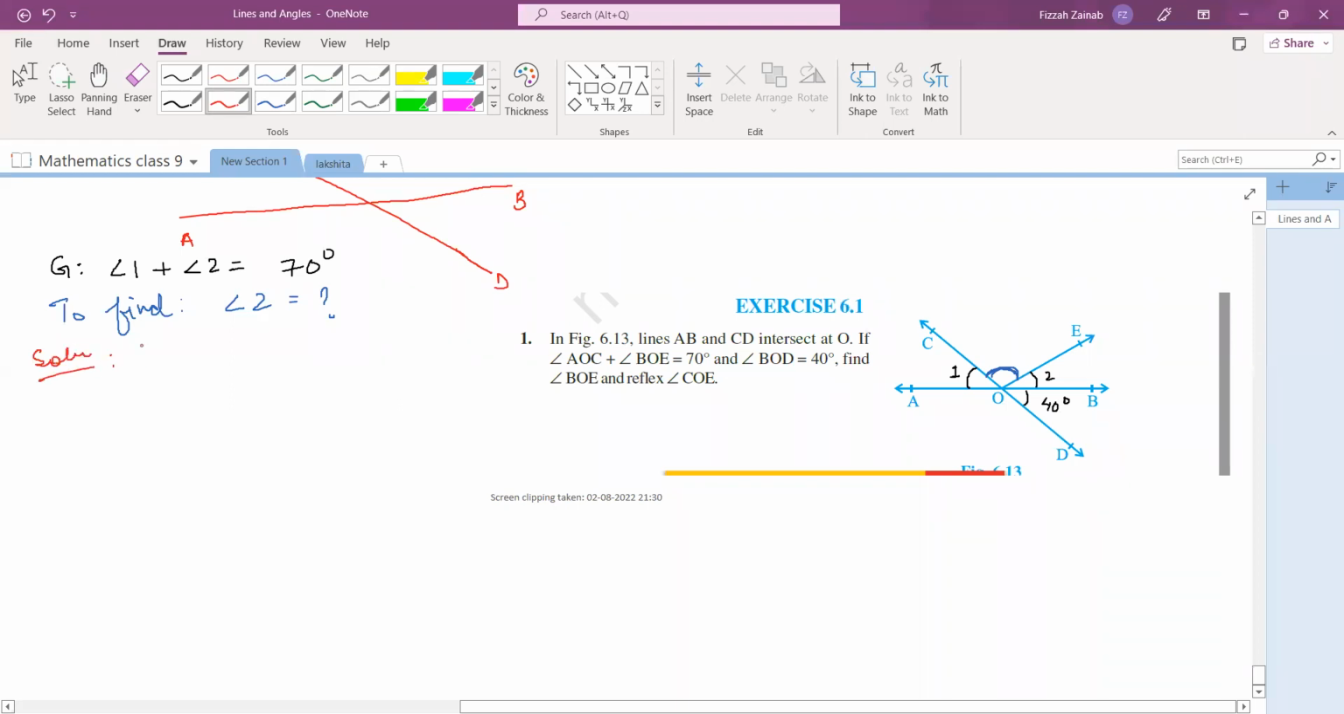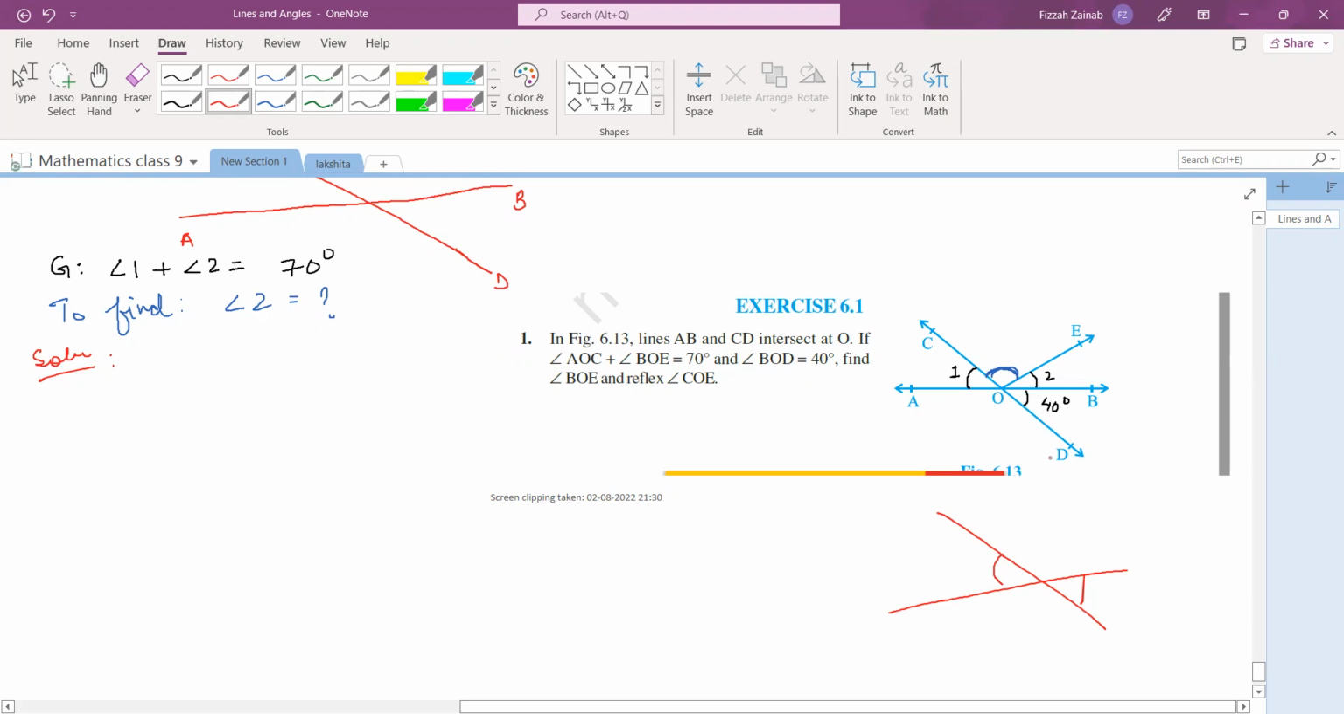180. 180, angle 1. Come on. Vertically opposite angle. Use that. See, whenever you have an X formed, that means this angle is equal to this angle, right? So you see AB and CD are intersecting. So angle 1 is equal to 40 degree, isn't it?